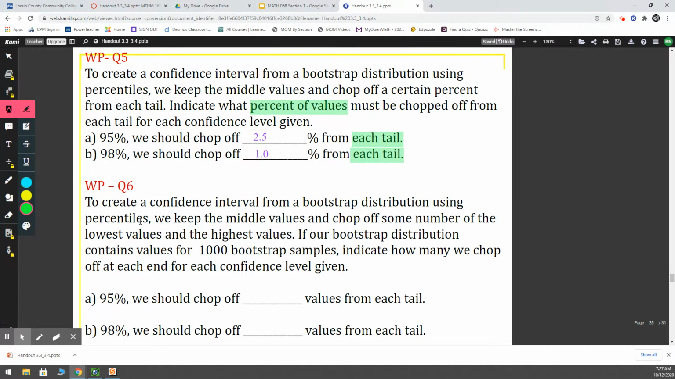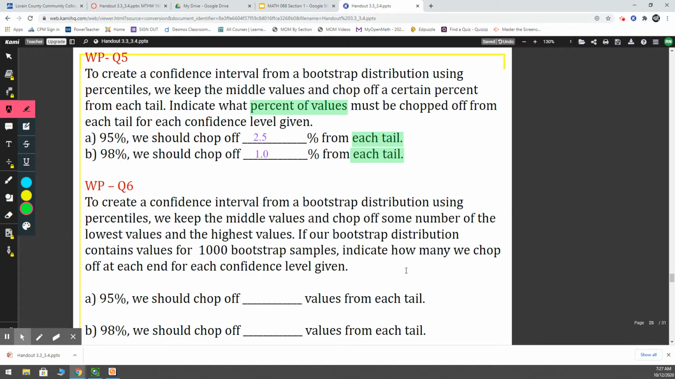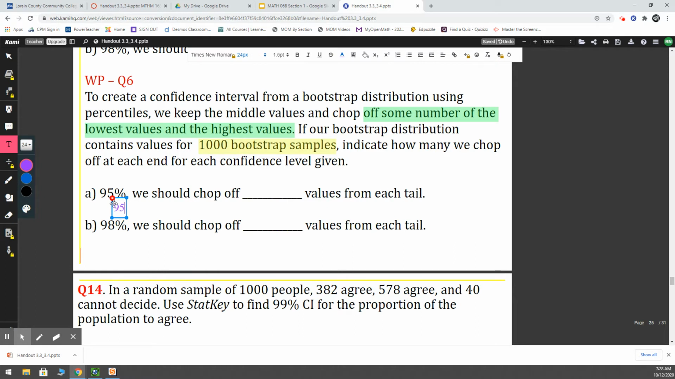It says the same basic thing here, but now it says to chop off some number of lowest values and highest values. So now they actually want values, how many of them. Now it's important that we know how many n values there are, and there's 1,000 samples in here. We're going to need that value. So on 95%, if we use up 95%, that means there's 2.5% left in each tail. And I'm going to write that down. So 95 subtracted from 100.